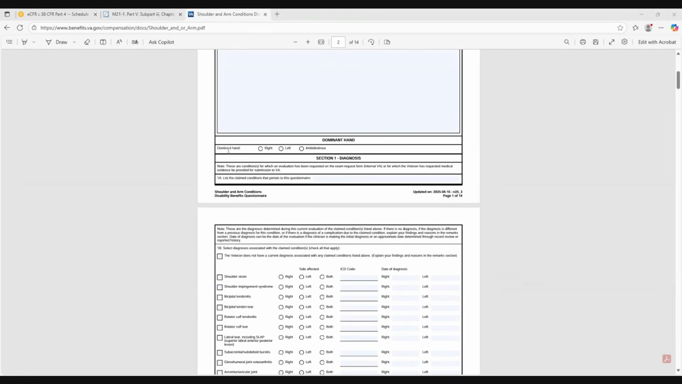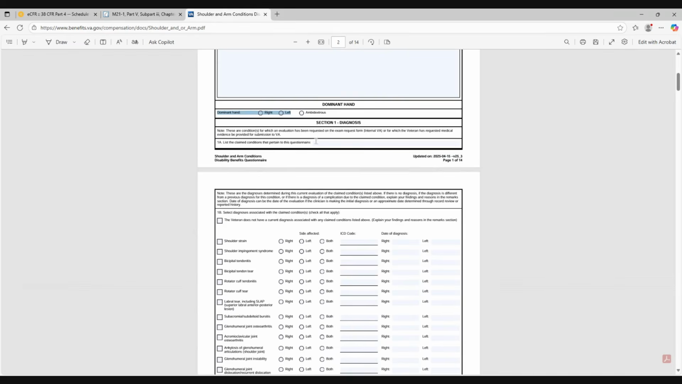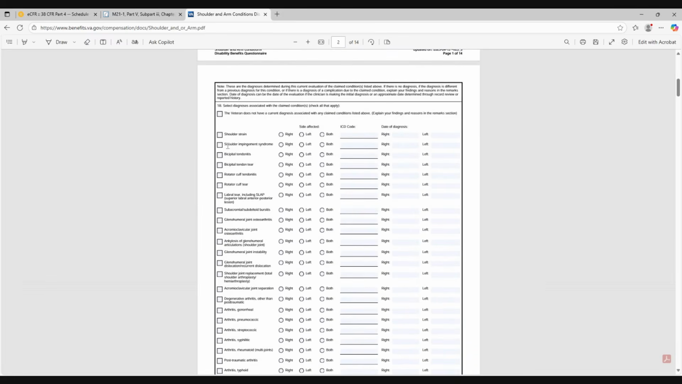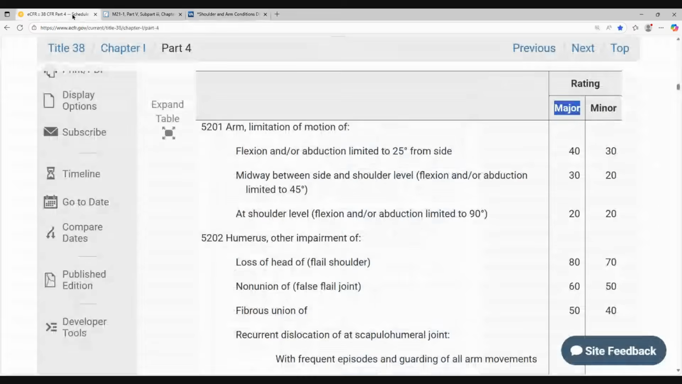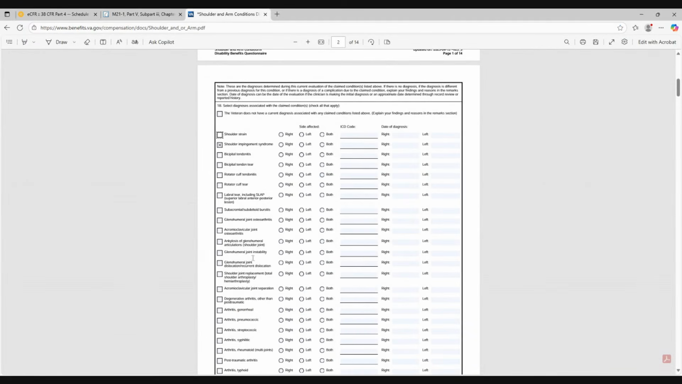And then we come down here to the dominant hand. Now, this is important, guys. There's no benefit to ambidextrous, really, typically, but you want them to make sure that they get the dominant hand correct, just in case of the higher evaluations. Then we come down here to the diagnosis section. Now, with the shoulder, the diagnosis for the shoulder itself doesn't necessarily matter. As we saw here on the 5201, it's just range of motion for the shoulder itself. You don't have to have a specific set of symptoms other than limitation of motion. Any of these can cause limitation of motion. Arthritis can, ankylosis is a different thing, but sure.